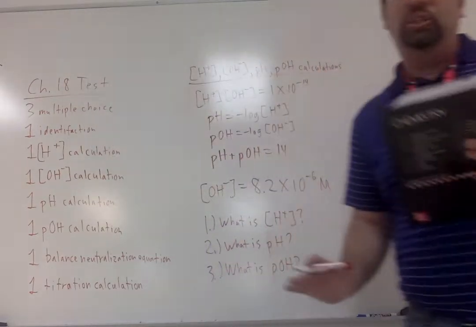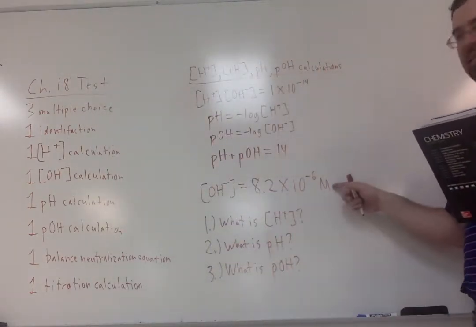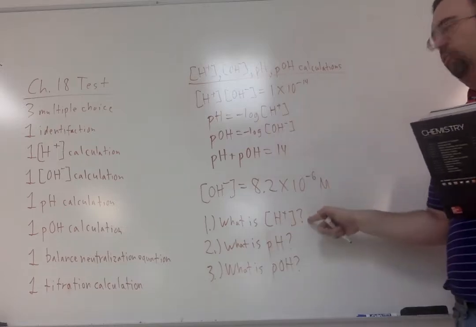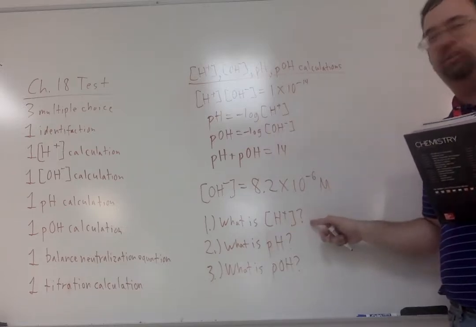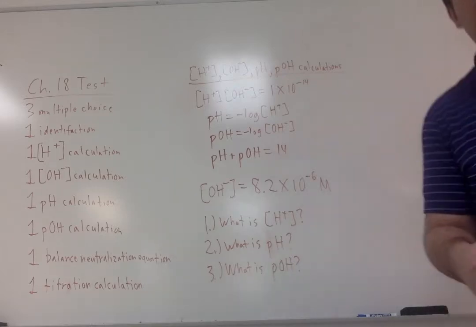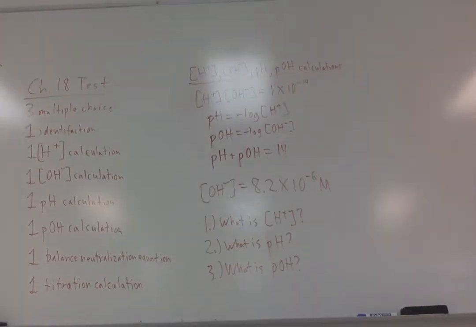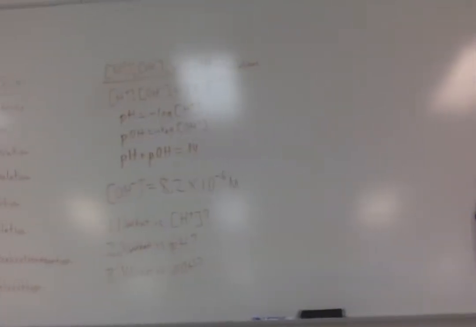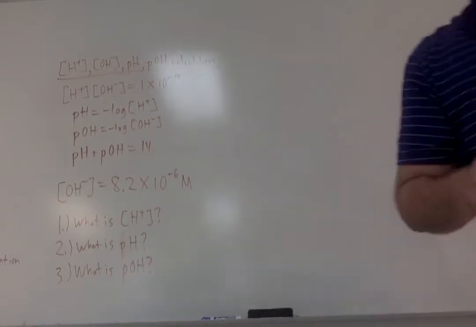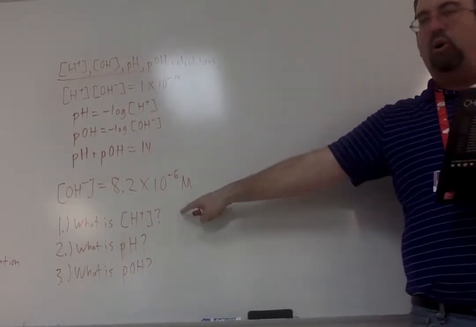All right, and so basically we're going to start with this number, and we're going to determine 3 things. We're going to find out, first of all, what is the hydrogen ion concentration, then what is the pH, and then what is the pOH. So I'm going to scoot us over just a little bit. All right, and so we're going to go ahead and solve this part first.